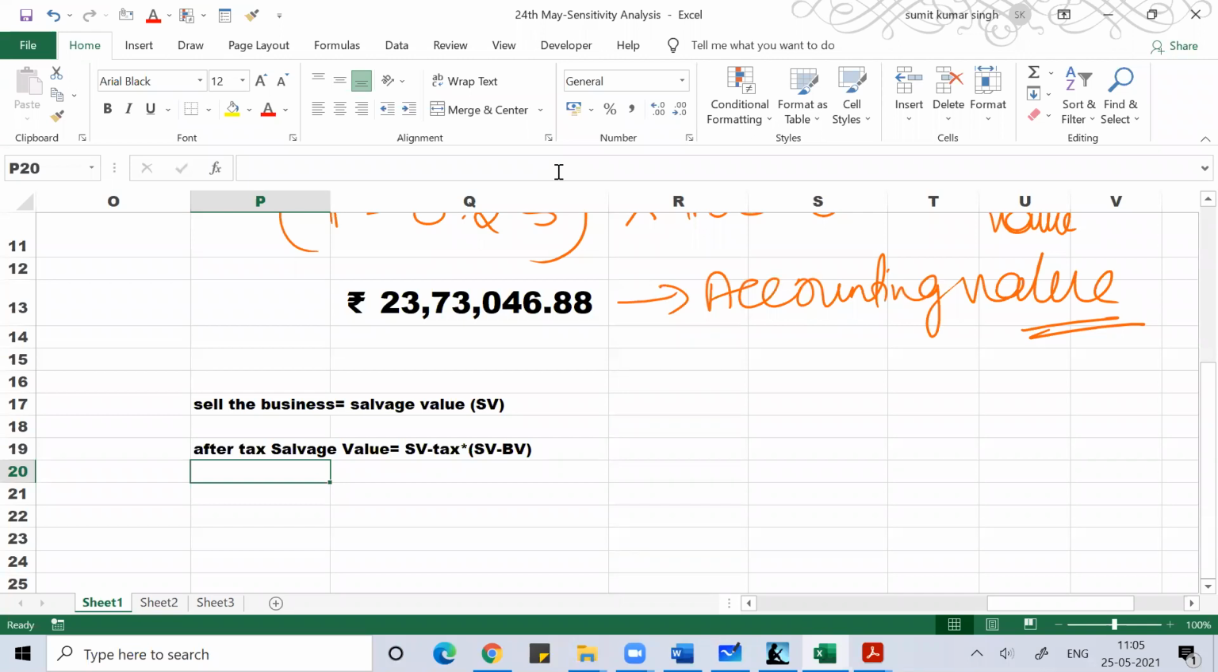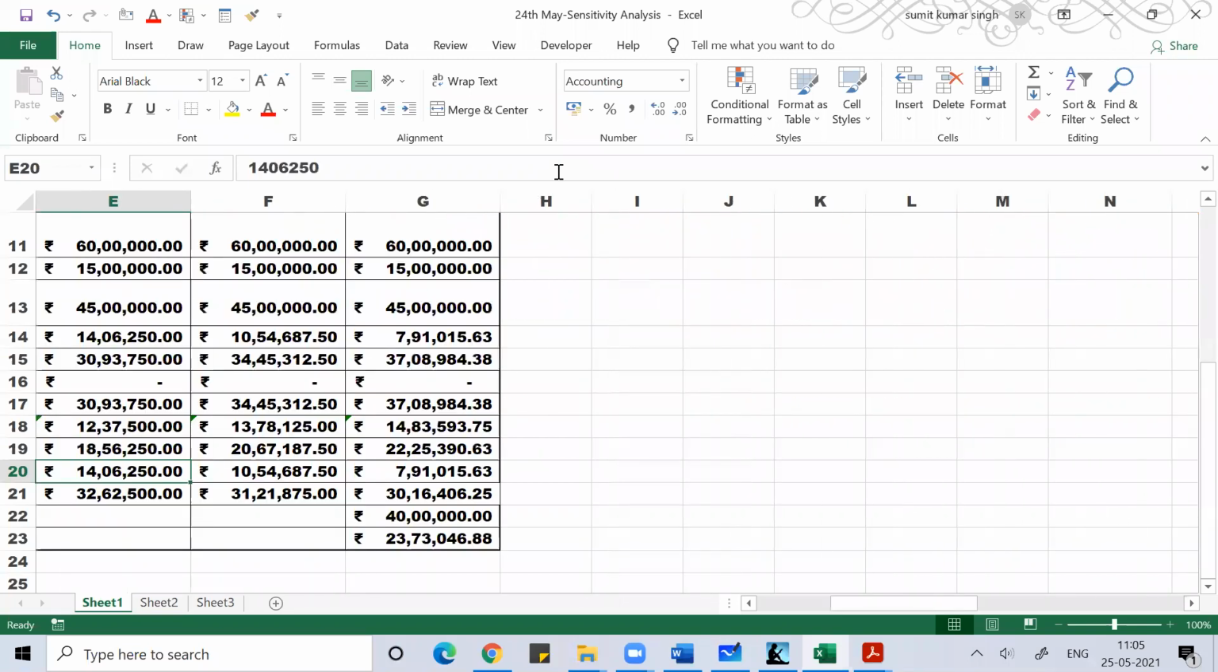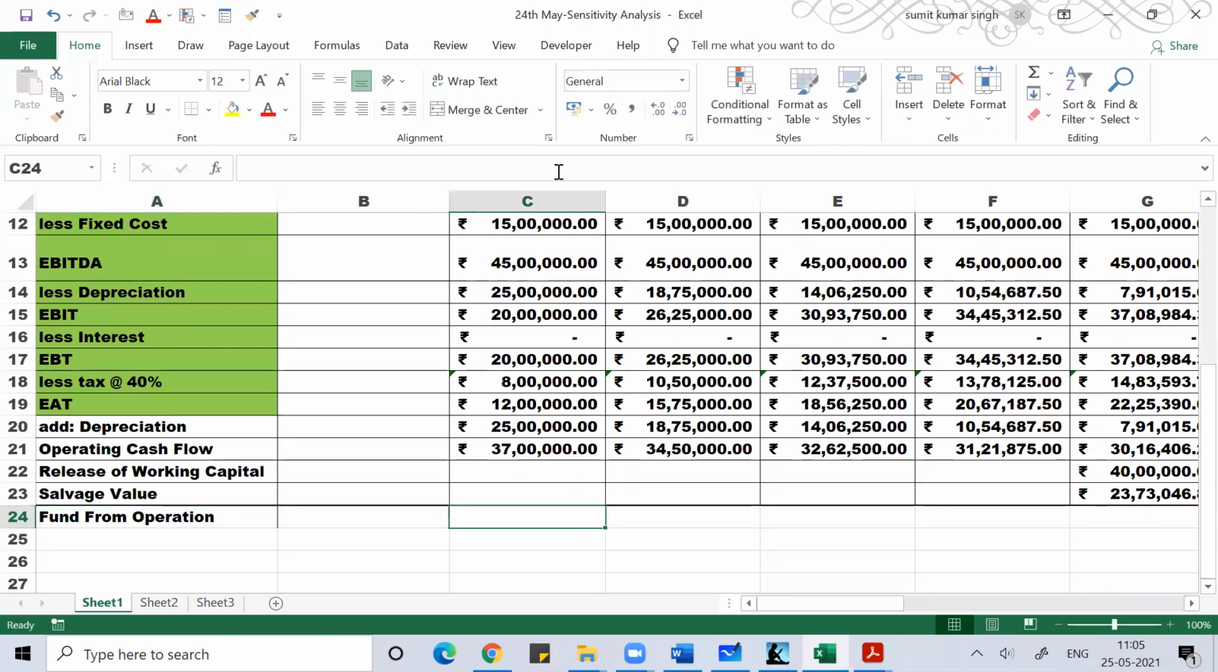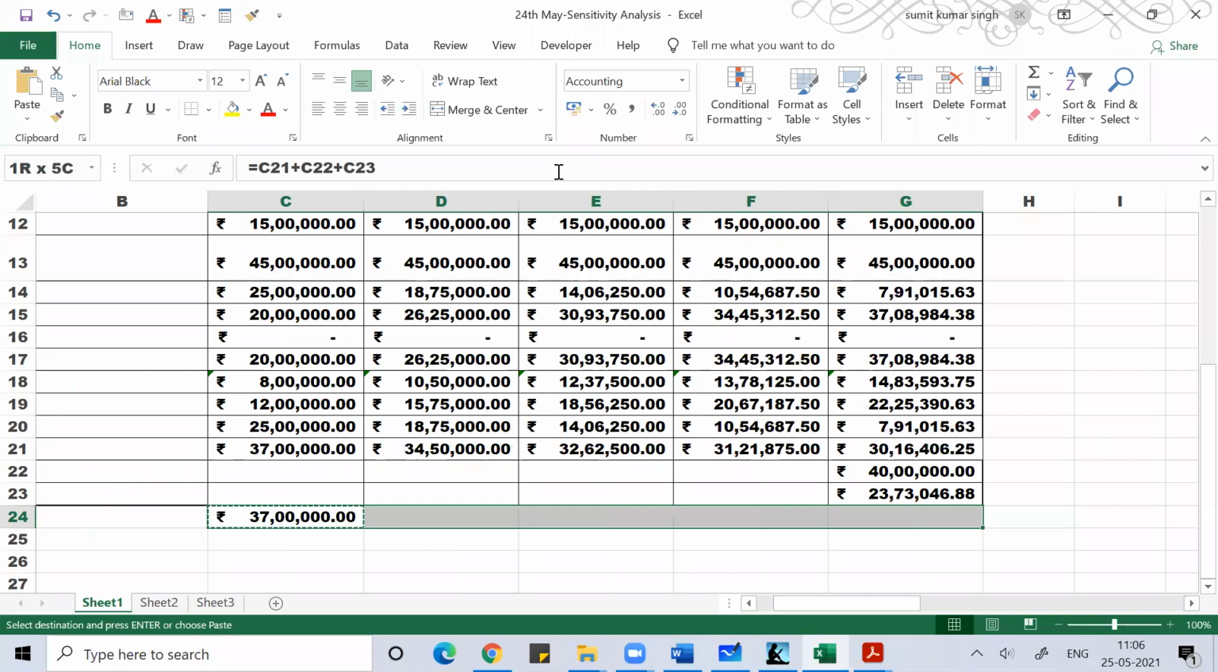Because of that adjustment you can do, and then add here. So I hope you understand. With this, I can find my fund from this operation. Fund from the operation means the sum of this operating cash flow plus the release of working capital plus salvage value. So as such, this will make sense only in the last year.